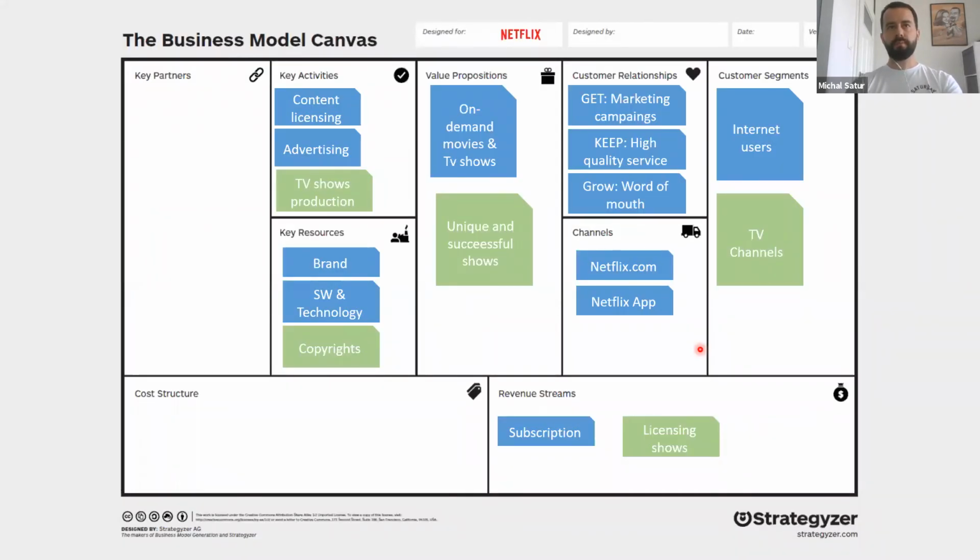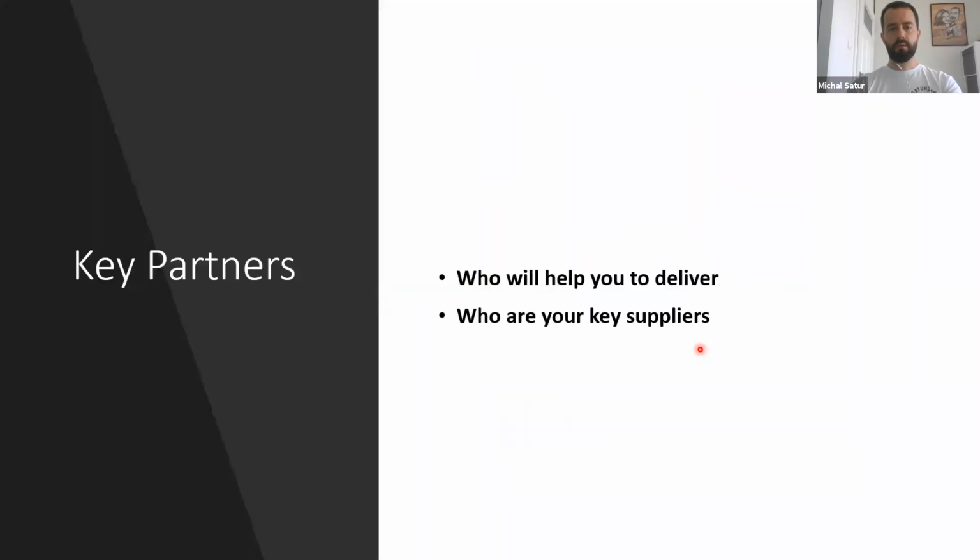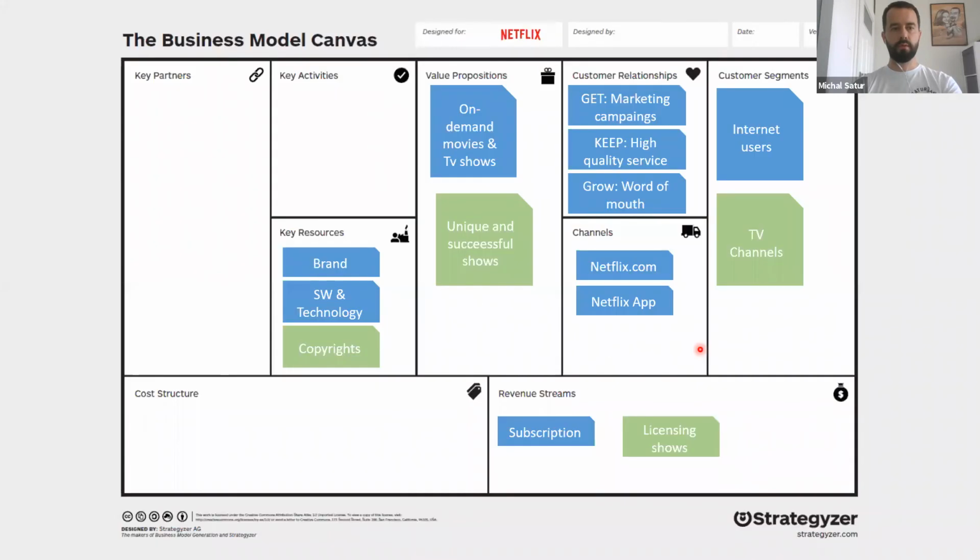So the key activities for Netflix are content licensing, advertising, and production of the TV shows for the B2B customers.